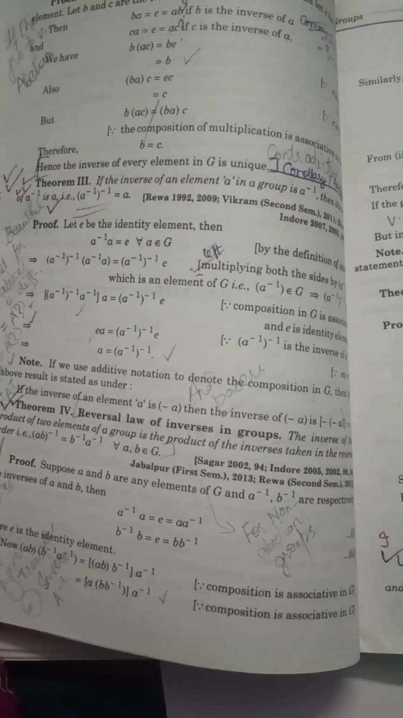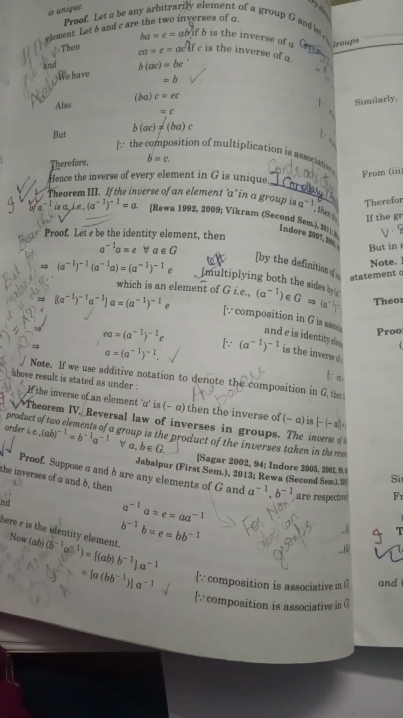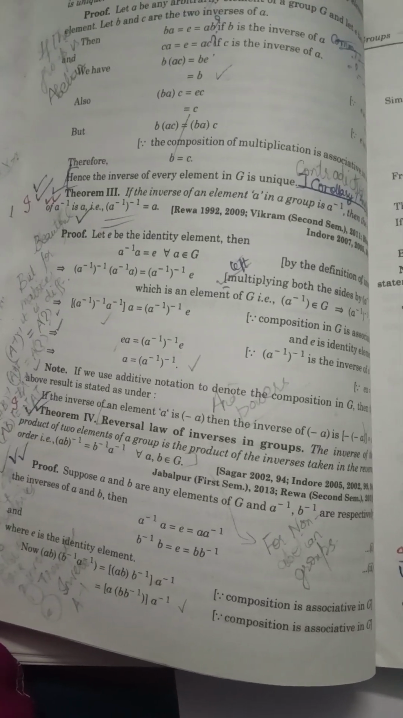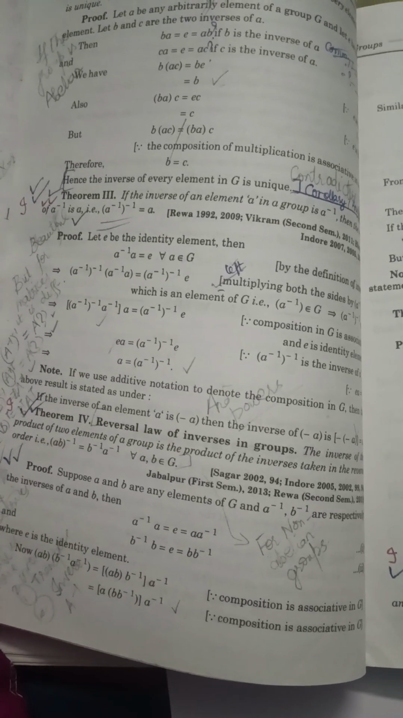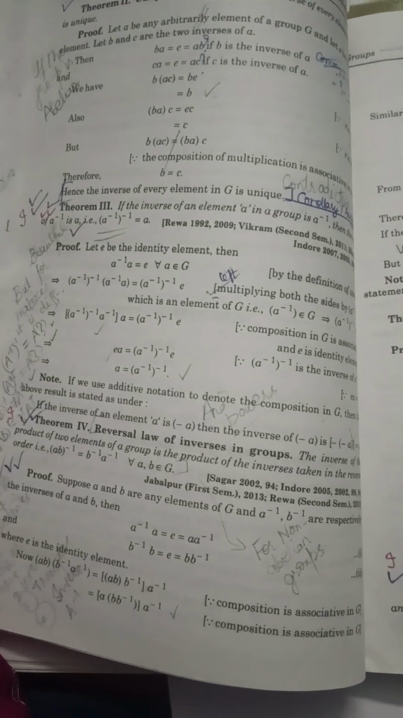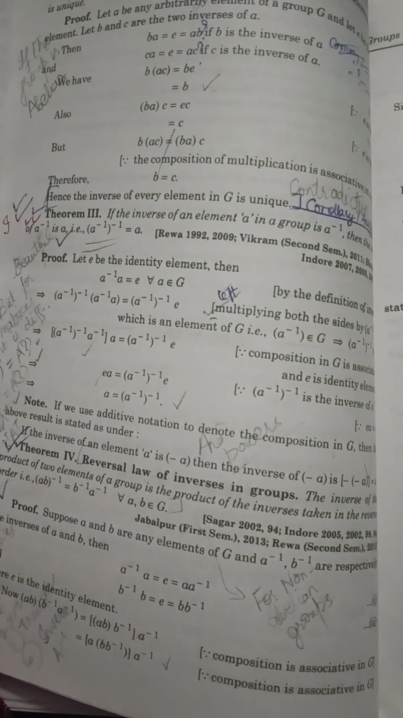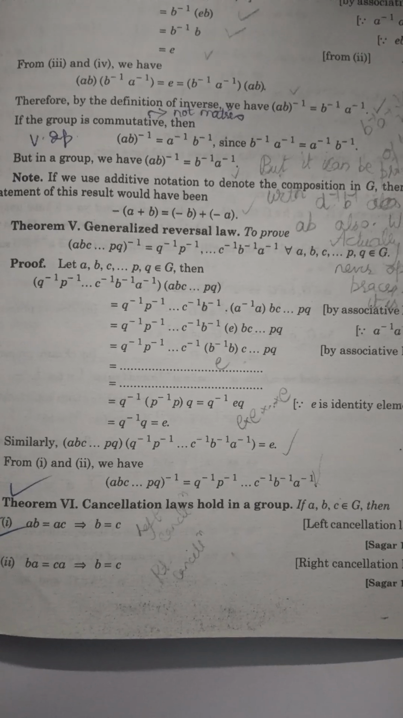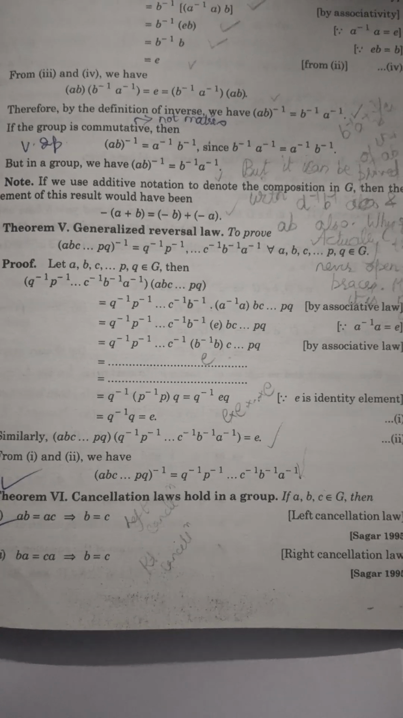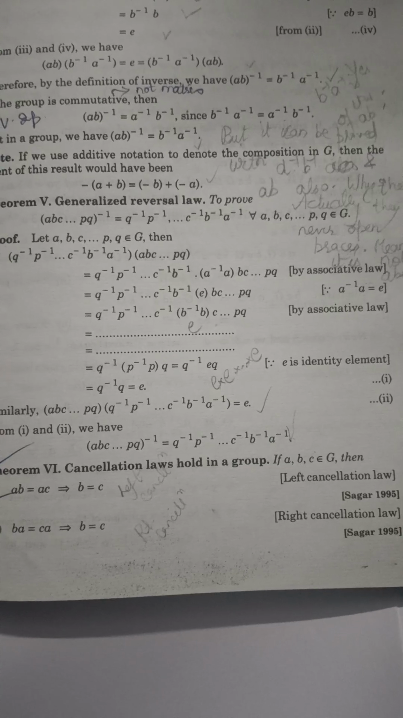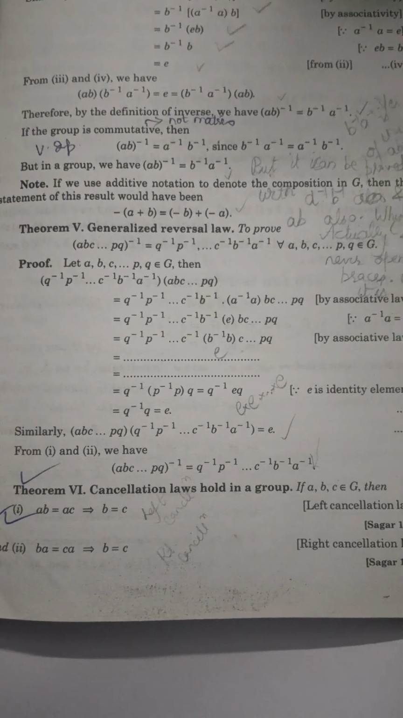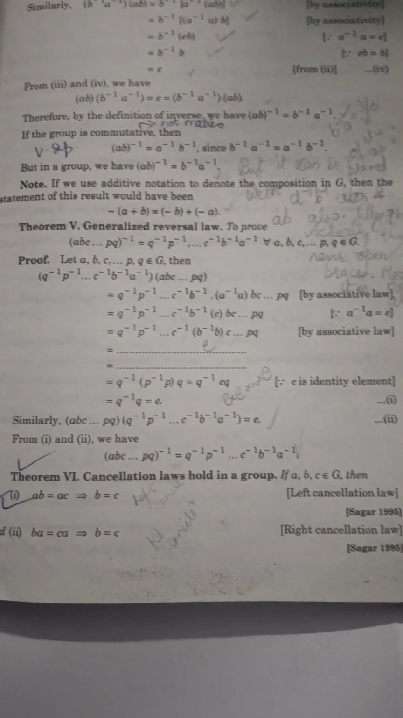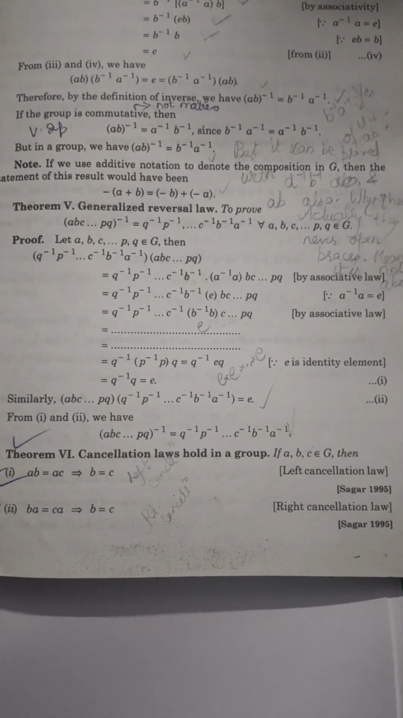Fourth is an important property too. Reversal law of inverses: AB whole inverse is equal to B inverse A inverse. This property is also known as the Socks-Shoes property. Now, generalized reversal law. We can generalize this to more than two elements. For any number of elements, the whole inverse is, you just reverse them. That is, in a way you flip them and take the inverses, you'll get the same result.